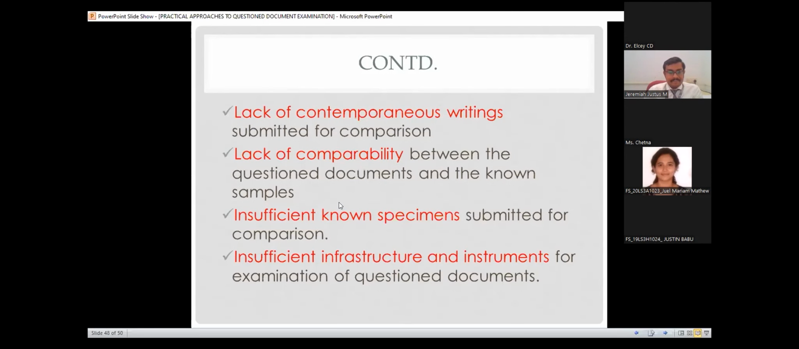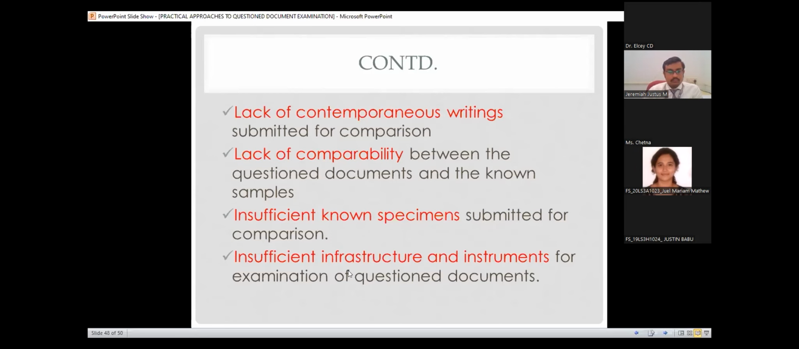Then insufficient known specimens submitted for comparison. When we are comparing the questioned handwriting with the known handwriting, and we have only one or two specimens for comparison, in that case we are not able to study the natural variation of handwriting. What is the master pattern of the handwriting? What is the deviation? What is the variation of the handwriting?